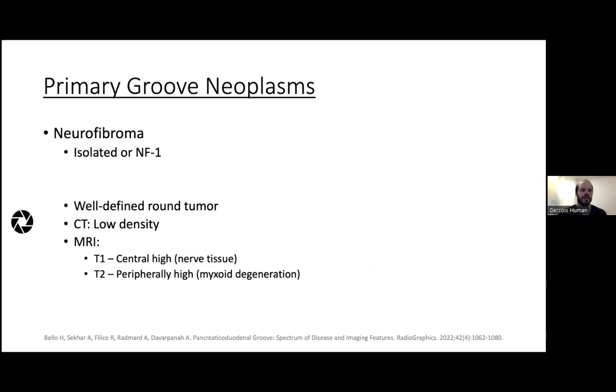The last neurogenic tumors are neurofibromas, which are usually found isolated or in instances of NF1. And similarly, they are well-defined round tumors, well-circumscribed lesions with low density. The MRI appearance can vary depending on what type of tissue is more or less prominent. But textbooks describe them as centrally high on T1 due to the nerve tissue, or peripherally T2 high due to the myxoid degeneration.